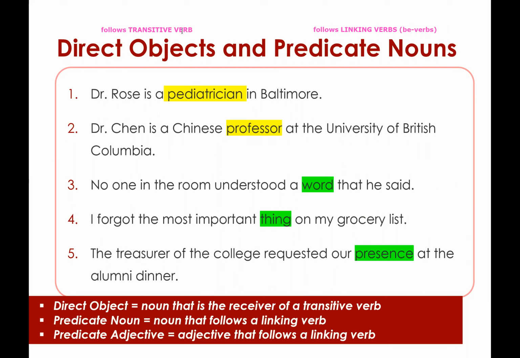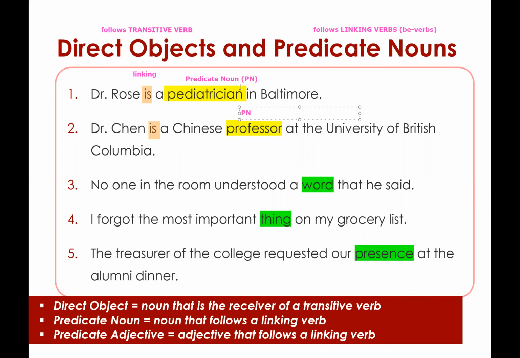So for number one, Dr. Rose is a pediatrician. Well, is is a linking verb. So pediatrician, a doctor for children, would be our predicate noun. I'm going to type PN from now on. Okay, so same thing with number two. Dr. Chen is, that is my linking be verb. So professor is predicate noun.